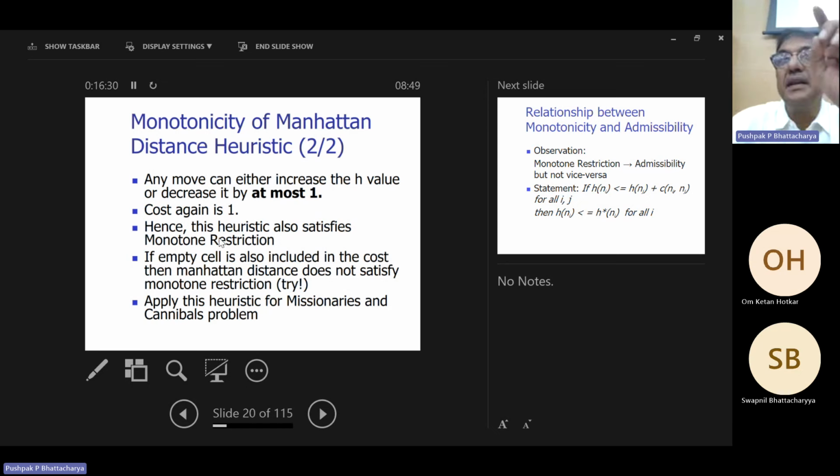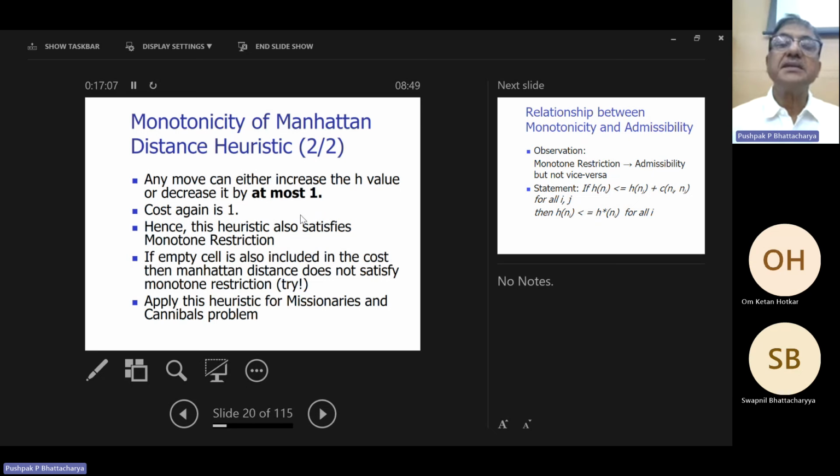Right? So H(n) is less than or equal to H(n') plus C. H(n') is either 1 more than H(n) or 1 less than H(n), and the cost is always 1. And therefore, H(n) must be less than or equal to H(n') plus C. It does satisfy. So the monotone restriction also satisfies the triangular inequality, and Manhattan distance also satisfies the triangular inequality. So both the heuristics satisfy the triangular inequality.